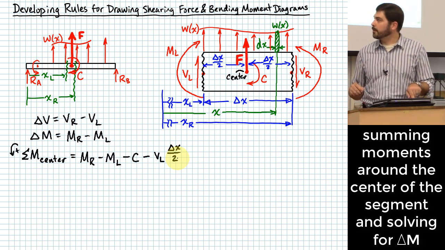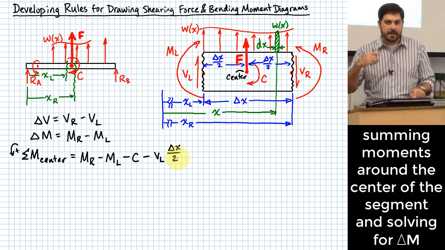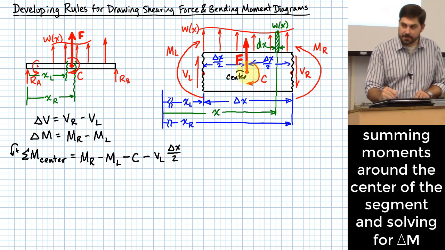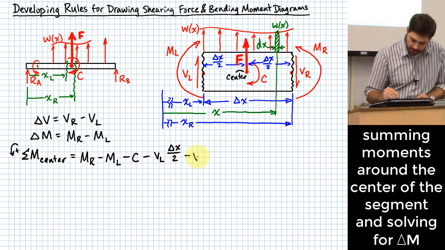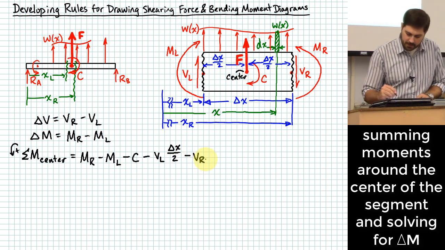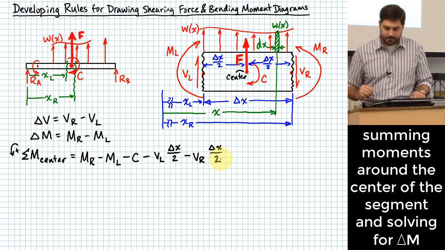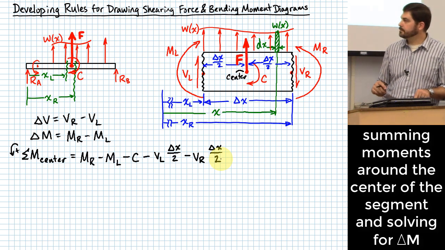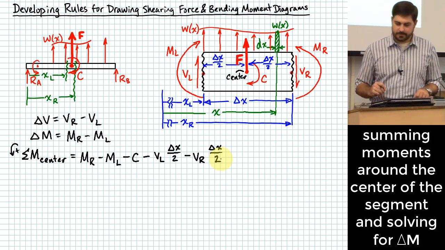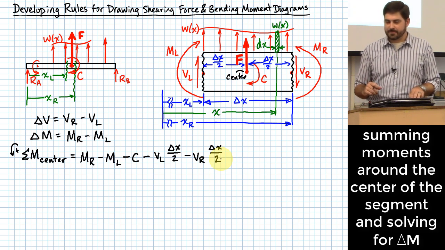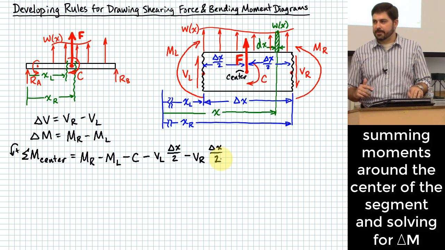And what about VR? Okay, VR is also going in a clockwise direction around the center, right? So I have to do another minus VR times delta X over 2. All right? Feel good about that? What other effects might I have?